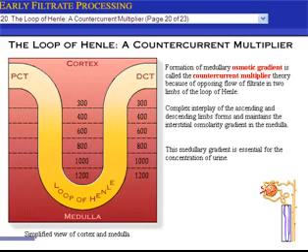To demonstrate how the gradient is formed, we will look first at the role of the ascending limb of the loop and then at that of the descending limb, because the ascending limb creates the conditions necessary for the descending limb to function. Click the ascending limb to begin.